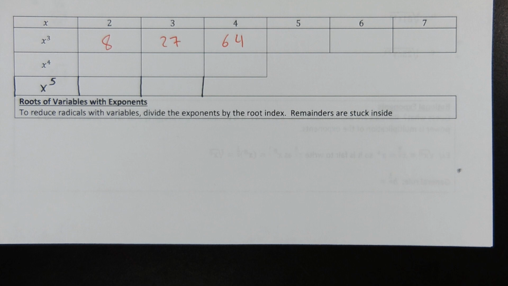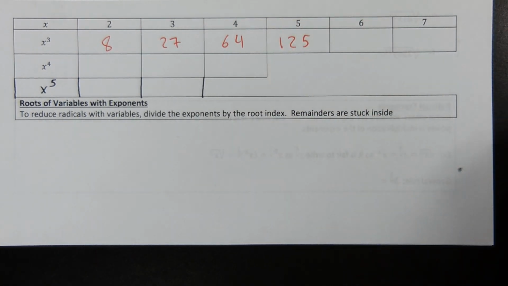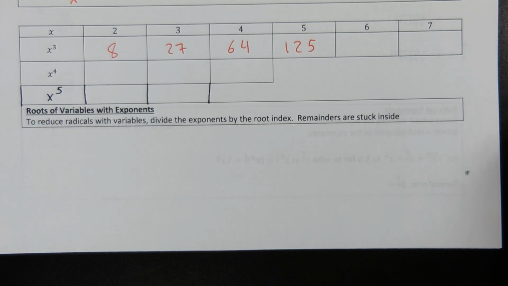Think money. 5 to the third power. 5 times 5 times 5. 125. Because if you had 5 quarters, you'd have $1.25.